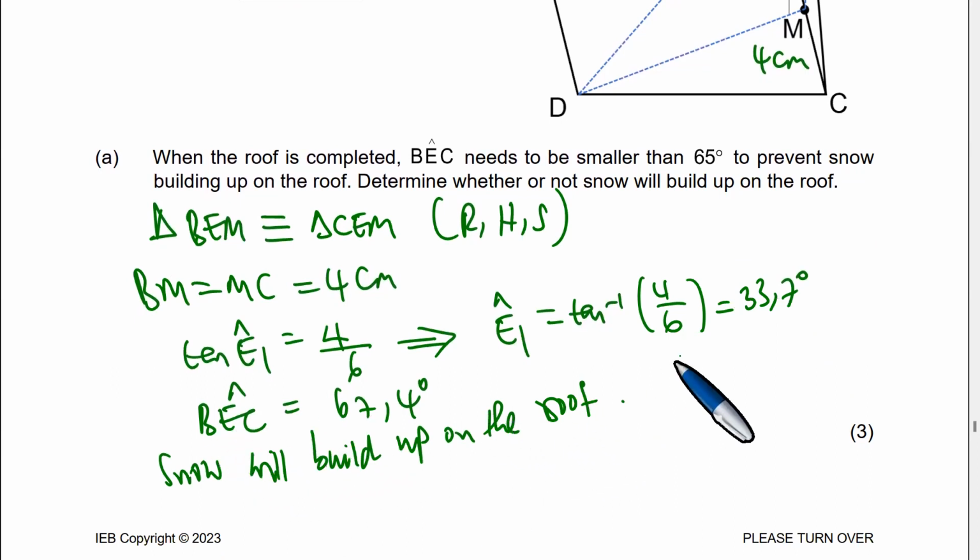that BEC is actually twice this angle. And that means that snow will build up on the roof, because for the snow not to build up, it needs to be smaller than this. But since it is more than 65, the snow is going to build up on the roof.